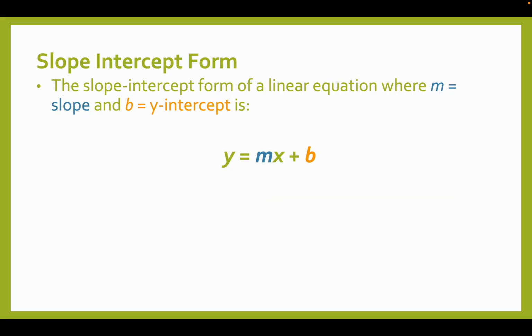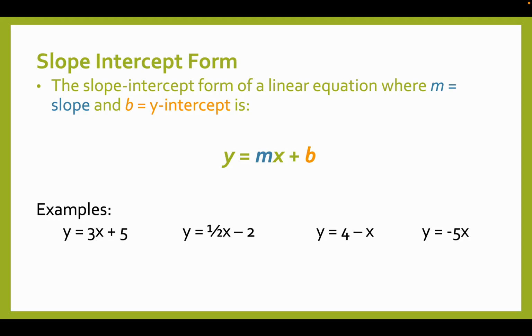Slope-intercept form is a linear equation where m represents the slope of the line and b represents the y-intercept of the line. The slope-intercept form is a formula: y equals mx plus b. Here are some examples of what this might look like in the following equations. y equals 3x plus 5, where the slope is 3 and the y-intercept is 5.